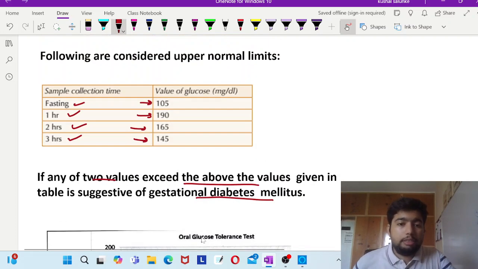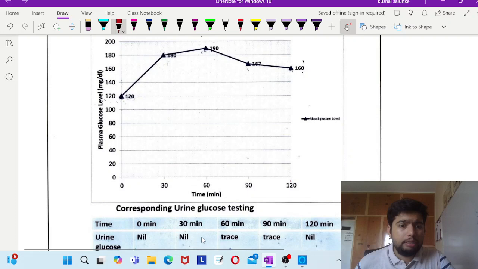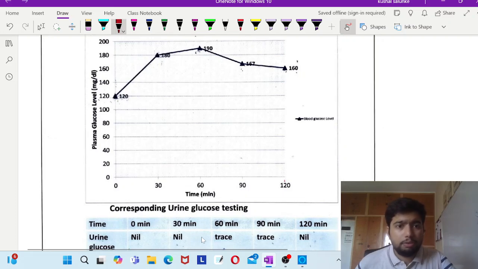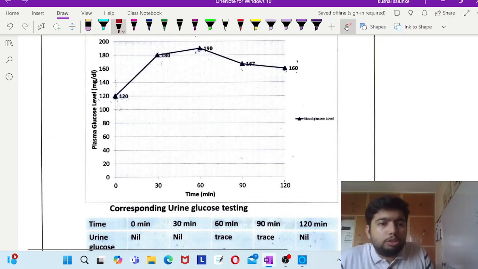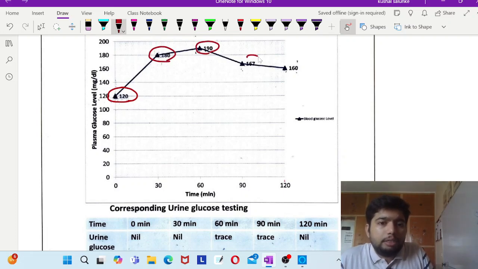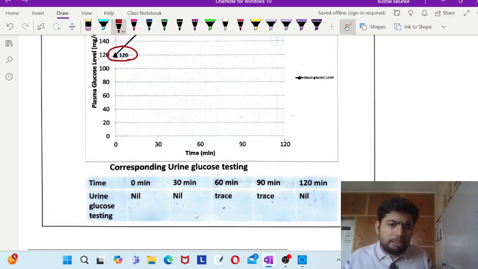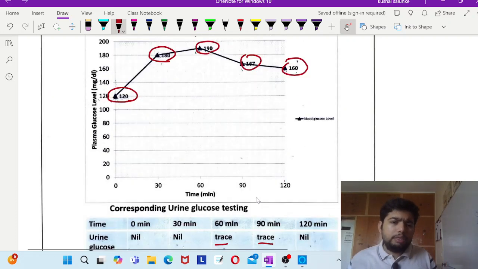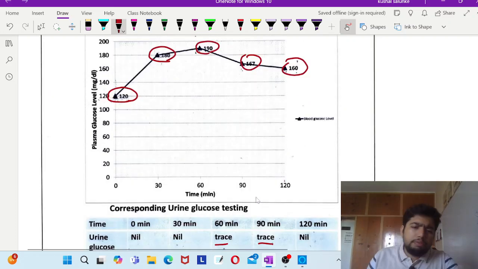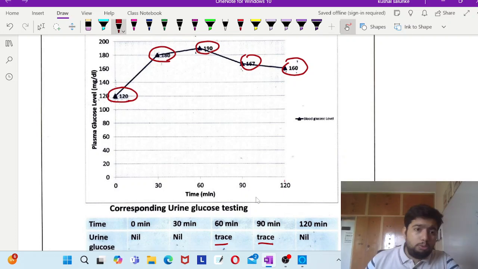So let's take an example. It is a quiz for you. Now you can see this graph and just tell me what this graph is suggestive of. So at 0 minutes, you can see it is 120, at 30 it is 180, at 60 it is 190, at 90 it is 167, at 120 it is coming 160. And you can see a very trace amount of glucose is there in 60 or 90 minutes. So you can see this graph is actually your impaired glucose tolerance graph.